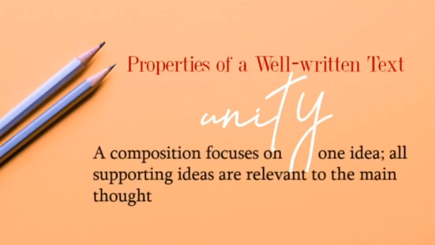The first property that we will be talking about is unity. A composition focuses on one idea. So when your composition has a focus on one idea, it achieves the property of being united, or unity. All supporting ideas must be relevant to the main thought. Of course, the ideas and the supporting details that you will be including in your paragraph should support and should be related to the main idea. Because if your text doesn't have unity, it will be confusing to the readers.